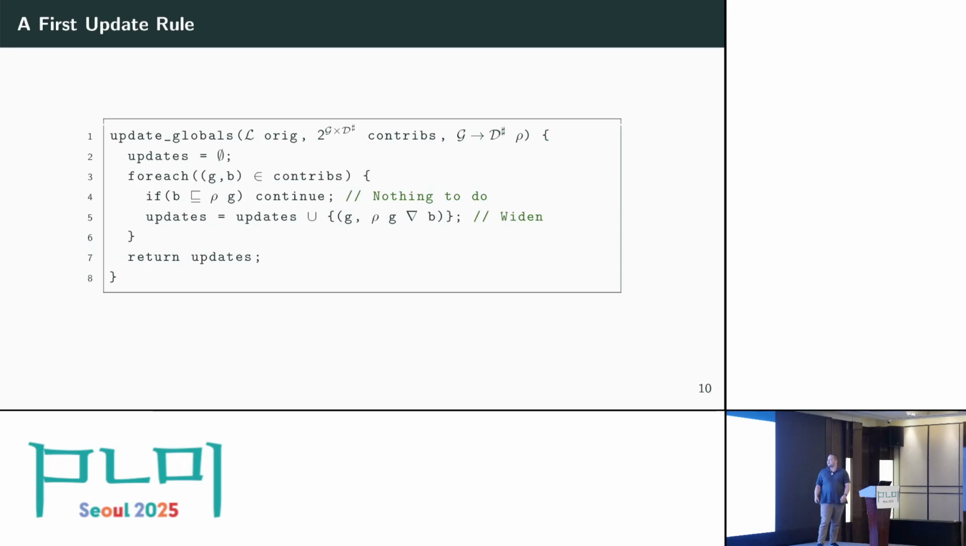So if we recall our update rule from earlier, where we just always proposed widening, it might look somewhat like this. We go through all of the contributions, we see if the contribution is subsumed. If it is, we don't need to do anything. And if it's not subsumed, we perform a widening between the new contribution and the old value that we had in rho, and then return an update for it.